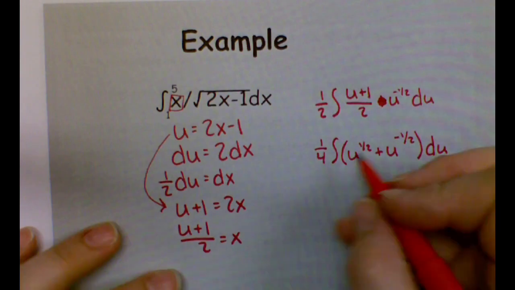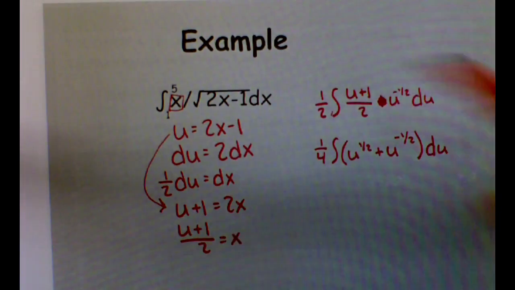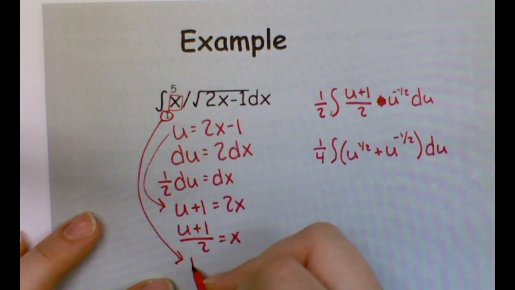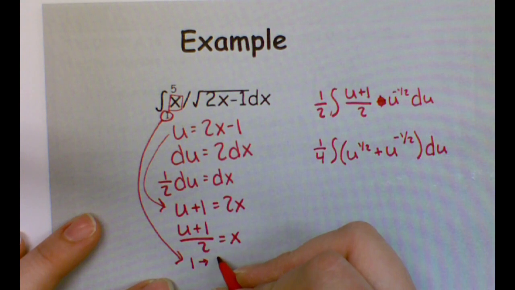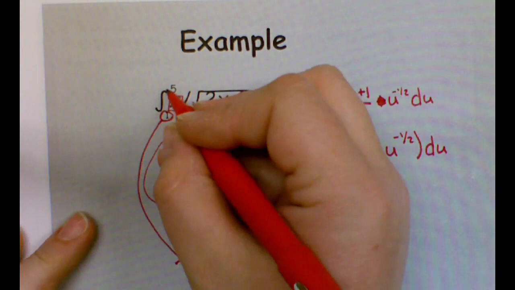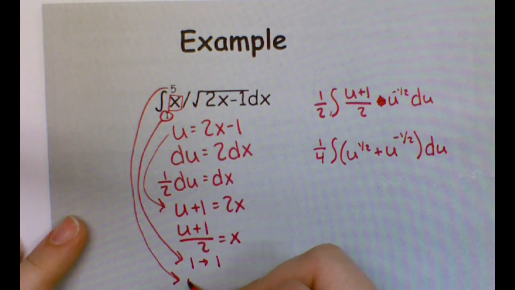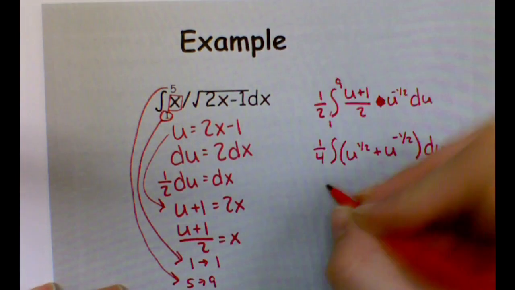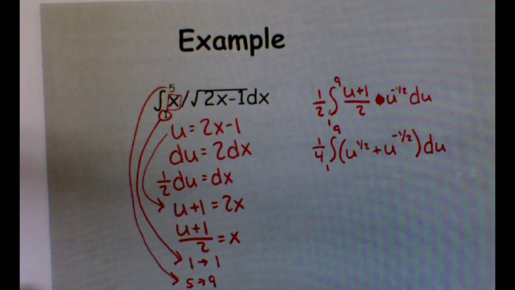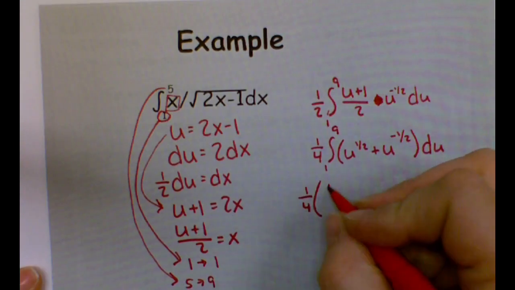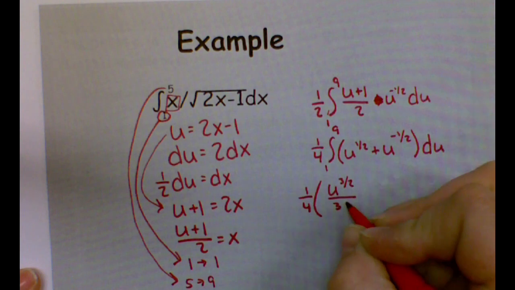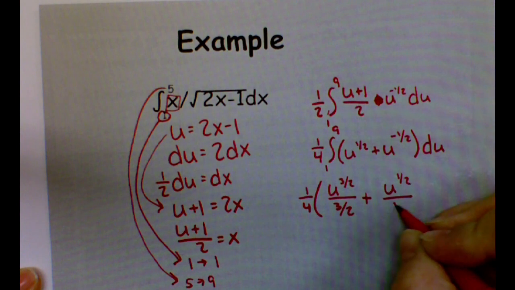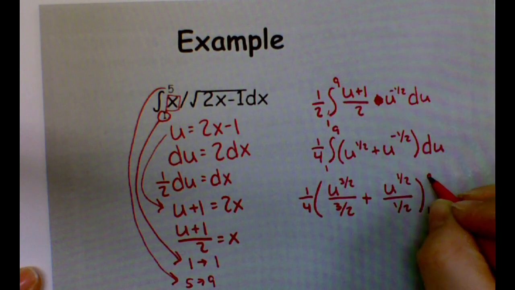Now we find our antiderivative. Oh, I lied. We didn't take our bounds yet. Sorry. Plug in 1 to u. 2 times 1 minus 1 is still 1. 5, though, becomes 9. So we're going 1 to 9 here. All right, 1/4 of u to the 3/2 power divided by 3/2 plus u to the positive 1/2 power divided by 1/2 from 1 to 9.